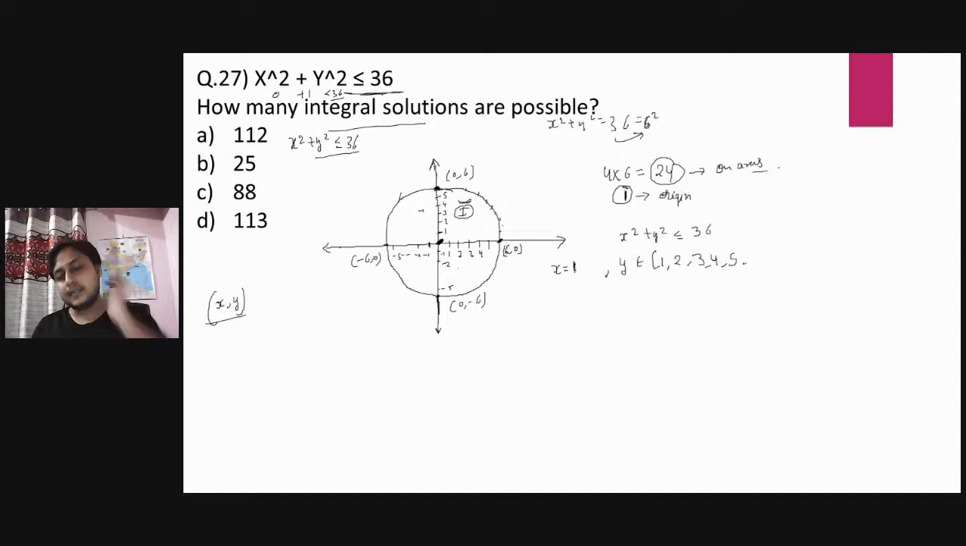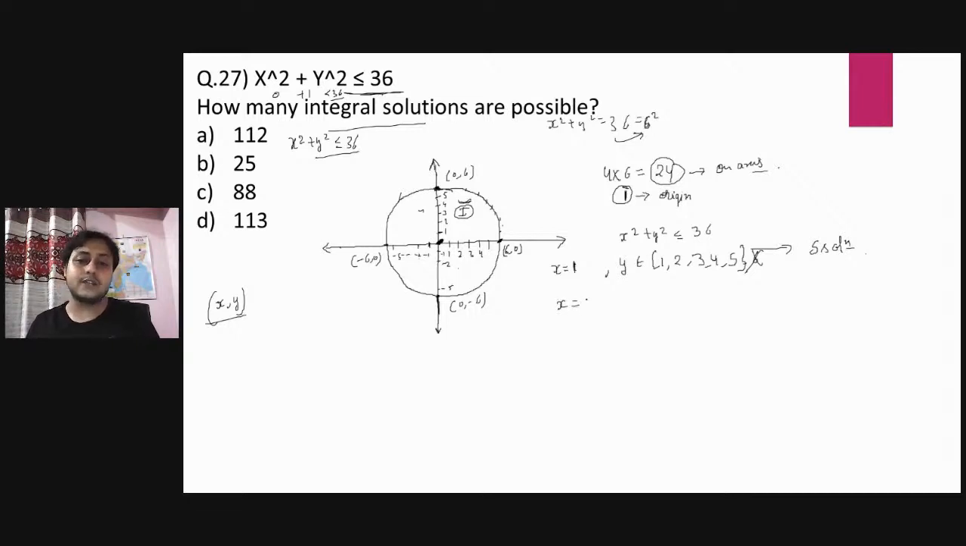Can we take y as 6? No. Because when we take y as 6, 6 square is 36, plus x square which is 1, gives 37. That should be less than or equal to 36, but it is more than 36. So we cannot take 6. So we can take y as 1, 2, 3, 4, 5, which means 5 values. So how many solutions? 5 solutions, right?